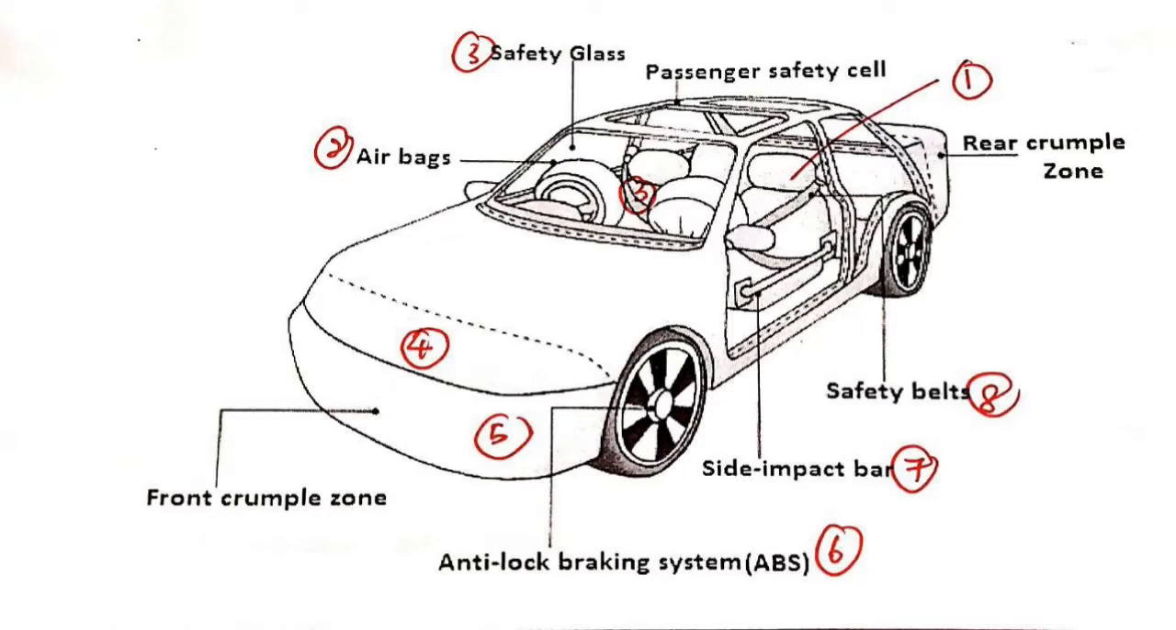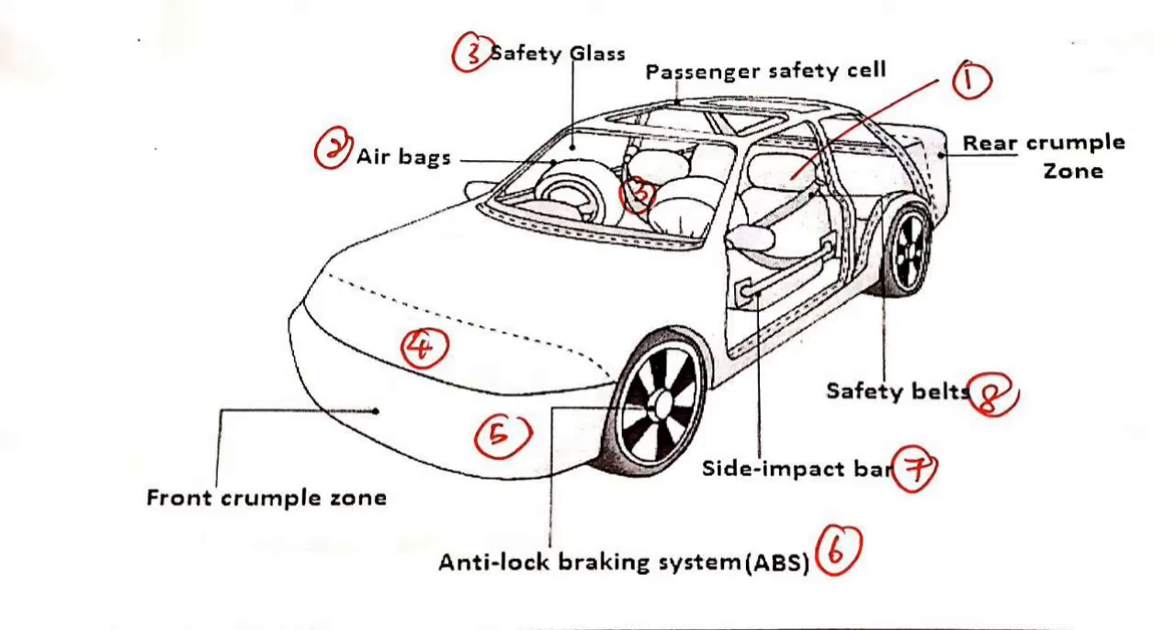number, crumple zone. Crumple zone is number 4. Front crumple zone and rear crumple zone should be the same. So we explain the crumple zone by using impulsive force. Let's see the explanation. In a crash, the bonnet and boot of the car are designed to crumple, making the collision last a slightly longer time. So slightly longer time means the impulsive force becomes smaller. The time taken is longer, so the impulsive force becomes smaller. That's why they design the bonnet in front and behind as the crumple zone.